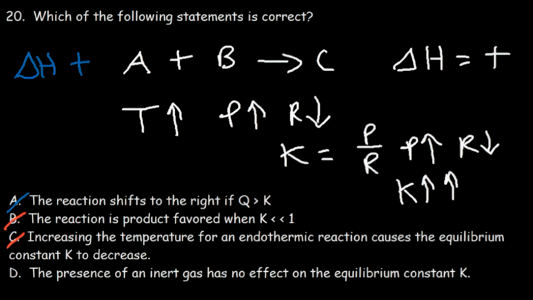D. The presence of an inert gas has no effect on the equilibrium constant K. Is that true or false? By elimination, you know it has to be the right answer. So it's a true statement. If you were to add an inert gas to the system, because it's inert, that means it's non-reactive. It's not going to affect or react with the reactants or the products. And so it will not affect the equilibrium constant K.